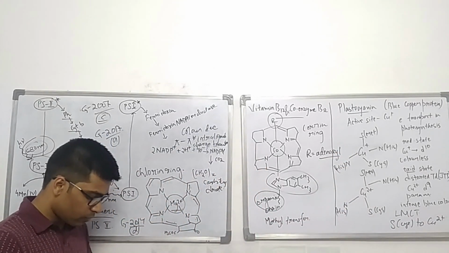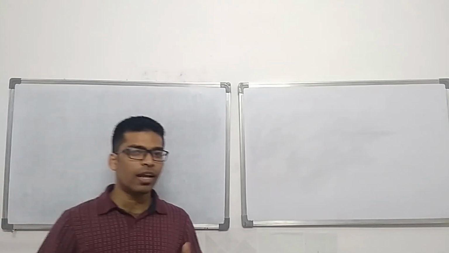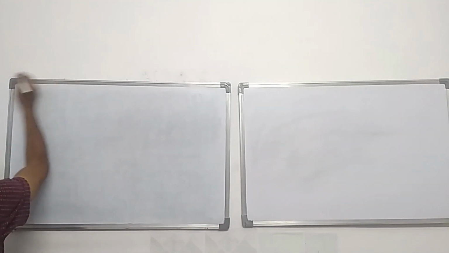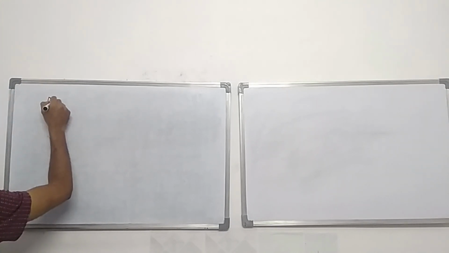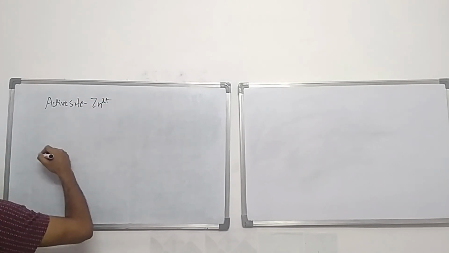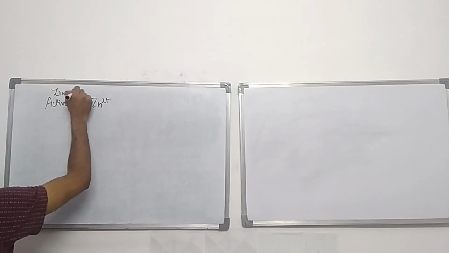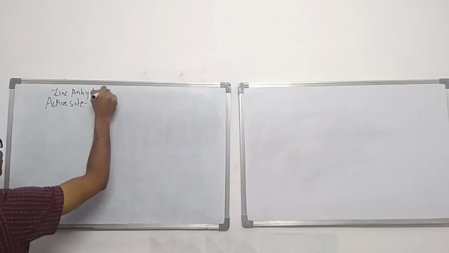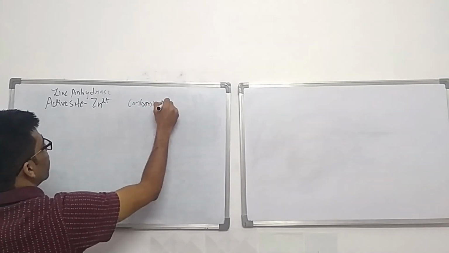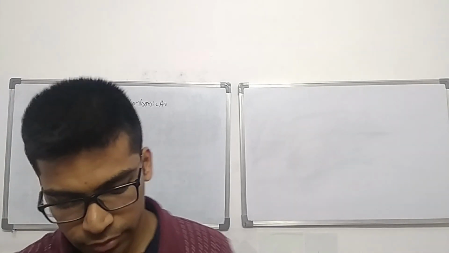Okay, fine. Now we'll see the structure and function of zinc anhydrase. Let's look at the structure of zinc anhydrase or carbonic anhydrase. As the name suggests, the active site contains a zinc(II) ion, and the name of the protein is zinc anhydrase or carbonic anhydrase. And why the name carbonic anhydrase?